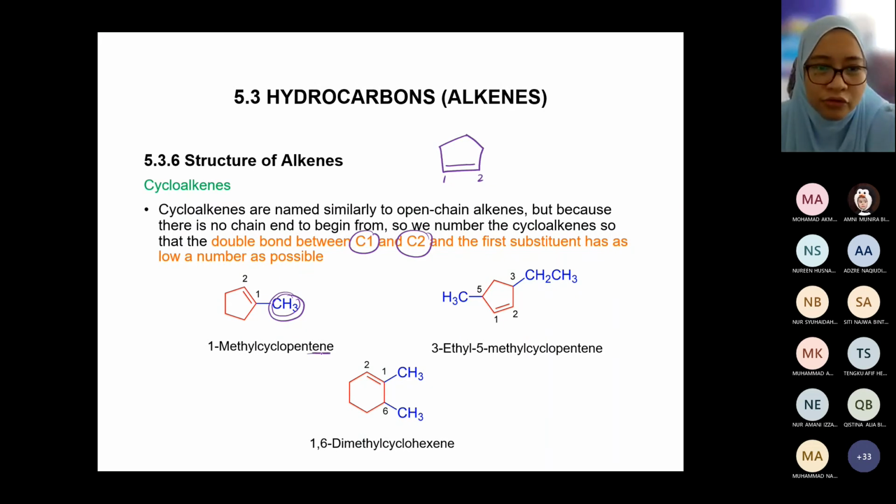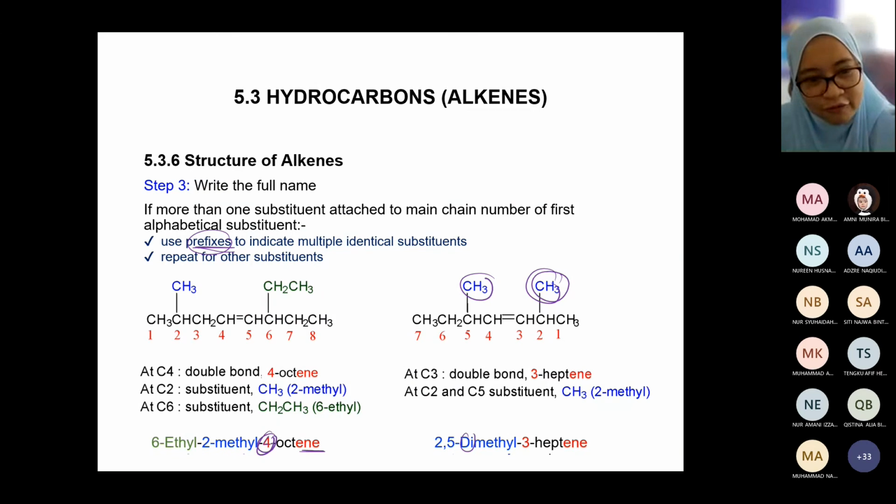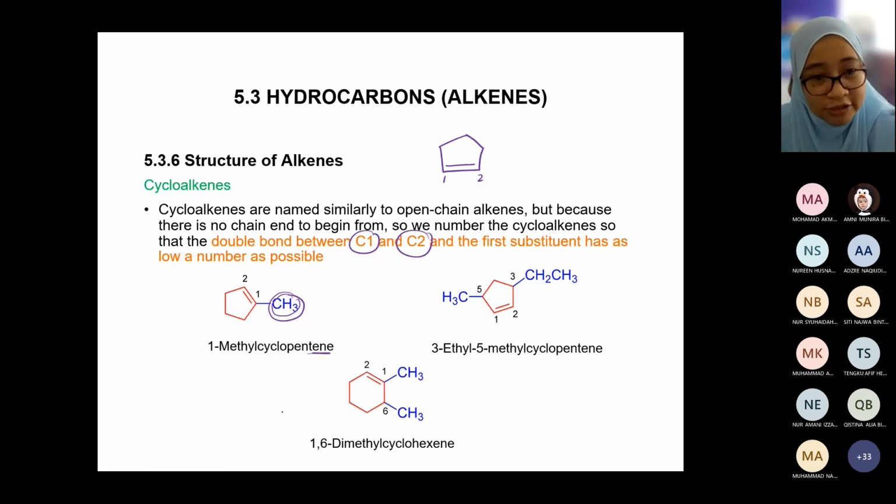But for this one you don't have to specify the location of the double bond, because it is understood that it must be carbon number 1 and carbon number 2. Like before, you had to specify where the double bond is, 4-octene at carbon number 4. For this one you don't have to specify. Just specify the substituent, 1-methylcyclopentene, because it is understood that the double bond must be carbon number 1 and carbon number 2. Okay, let's look at this one.